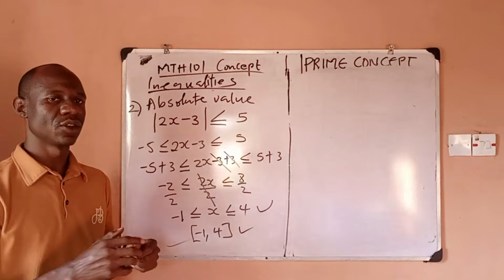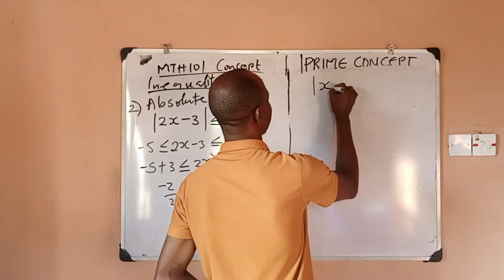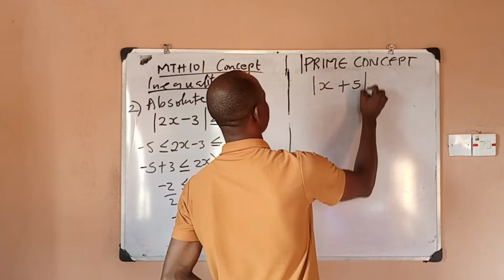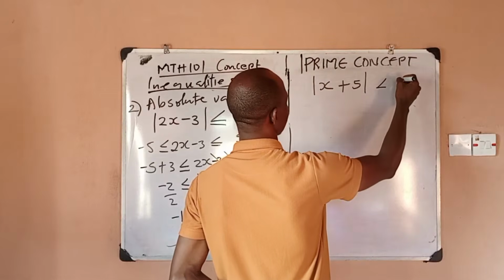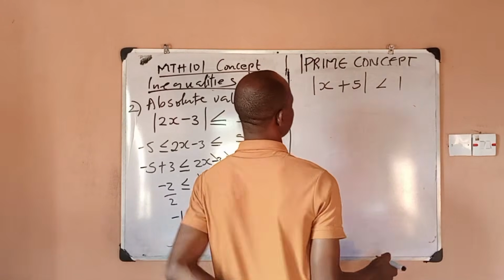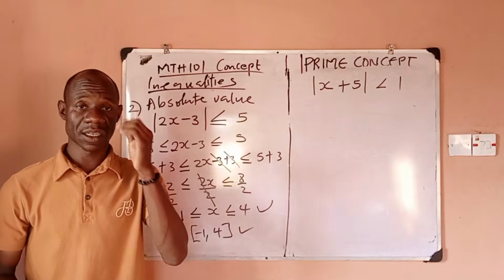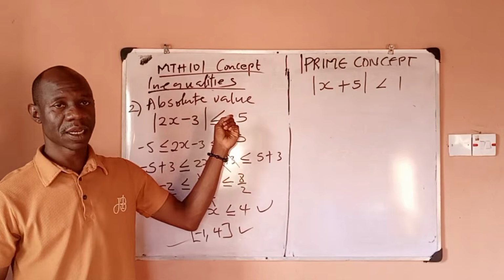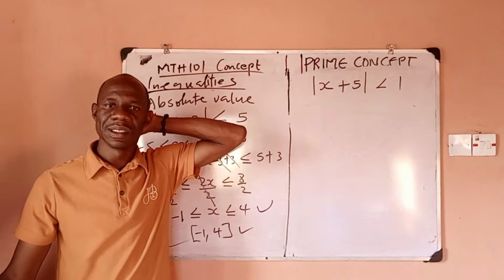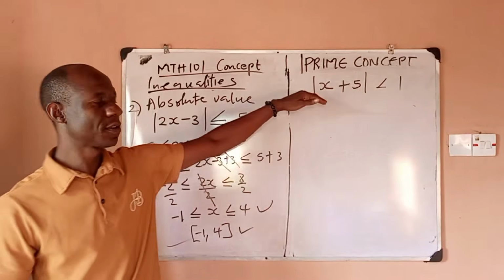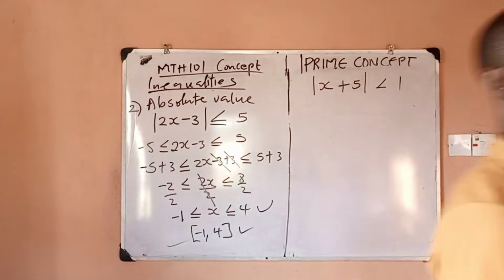Now, if this is clear to you, please help me solve this. Help me solve the absolute value of x plus 5 less than 1. Solve this and tell me the answer. I'm giving you 30 seconds because I'm done with absolute value. Once you solve this, I'm done with absolute value and I will go to the next type of inequality. So solve this quickly.